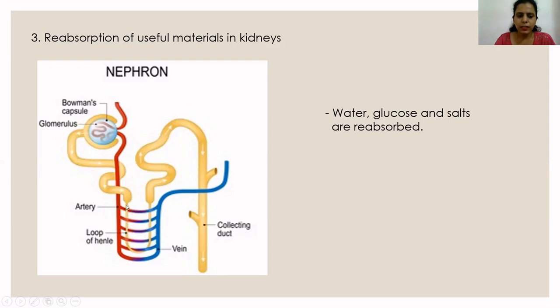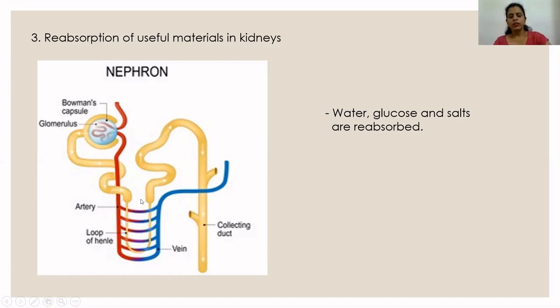So when this entire filtrate passes through the loop of Henle, we know that water is essential for the body, glucose is also essential, and these salts are also essential. So what happens is these water, glucose, and salt are reabsorbed into the blood vessels. Again, this glucose, salt, and water is reabsorbed into the blood vessel from this area, that is the loop of Henle, by the process of diffusion.